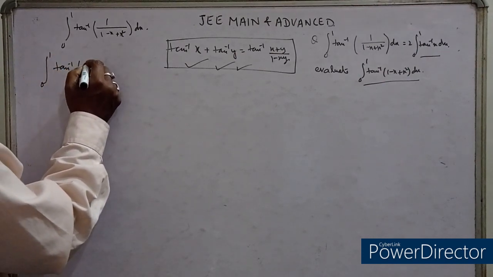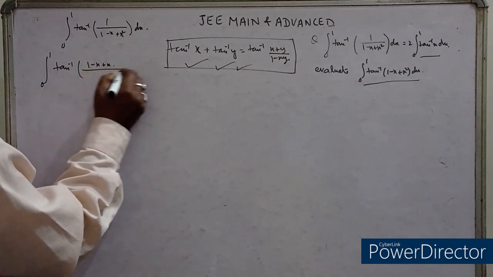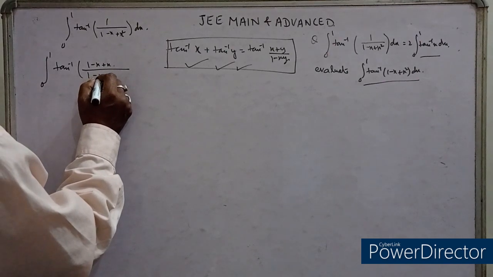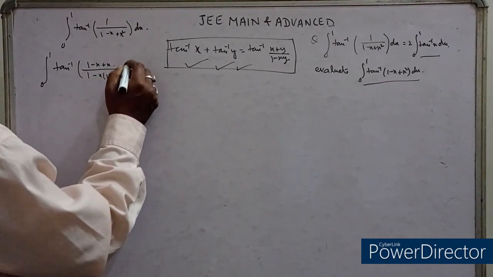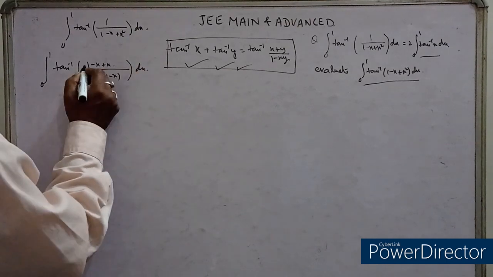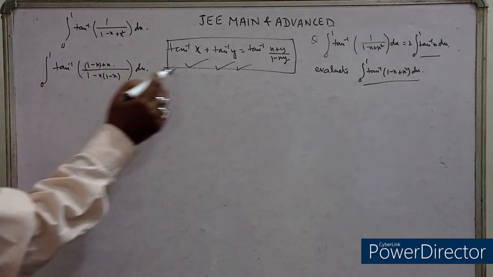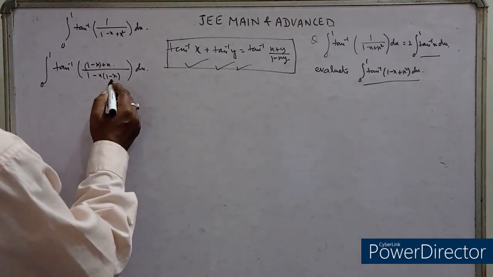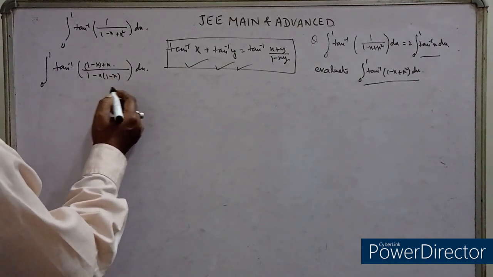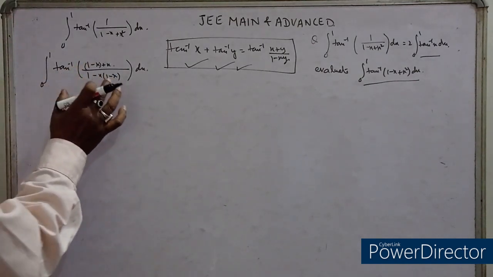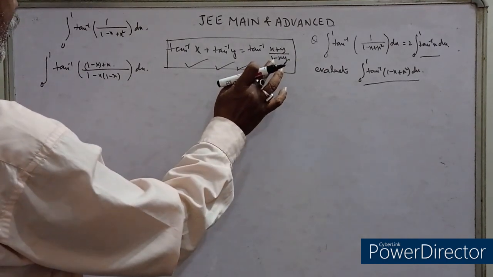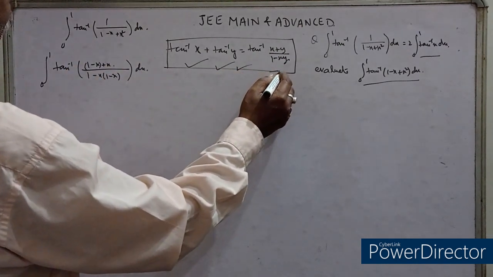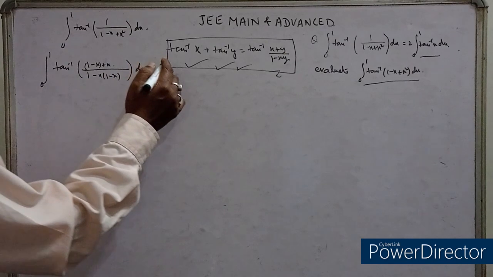See what I'm going to do: 1 minus x plus x divided by 1 minus, that is x common here, 1 minus x. So here you see a dx. So here you can see that tan inverse x plus tan inverse y by 1 minus x into y. So this is your x and this is your y. I have taken the help of this formula, and now I have transformed this into this form. So when I have transformed this into this form, it becomes easy for me.